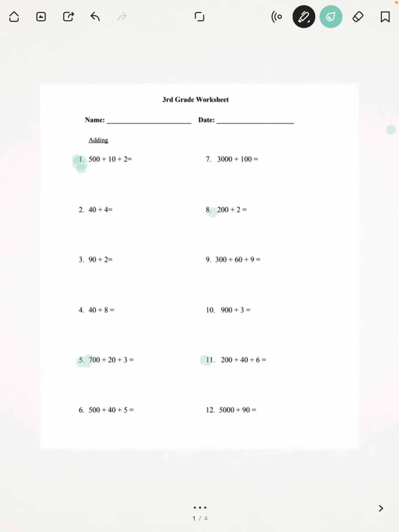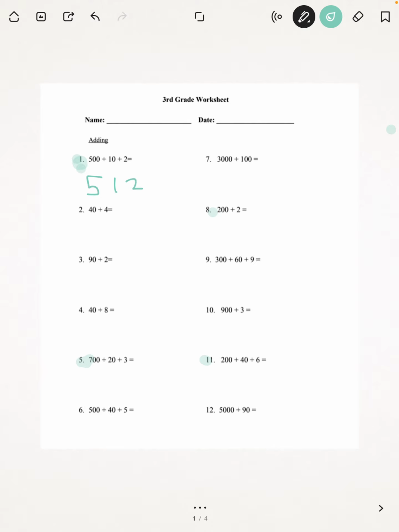Okay, 50 plus 500 plus 10 plus 2. So, the easiest way to do it is add the two smallest numbers and then add the remaining numbers. So, 10 plus 2, that equals 12. And then you just add 500 plus 12. And then it equals 512. This one is 512.